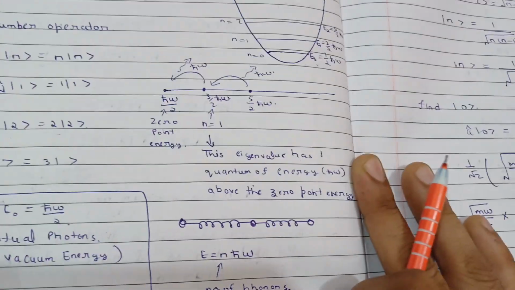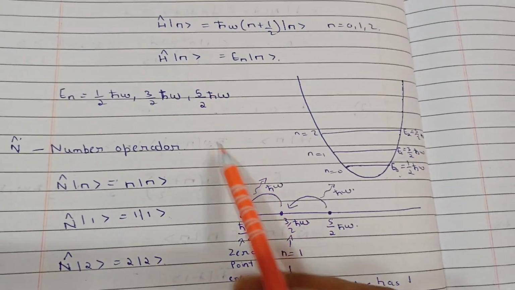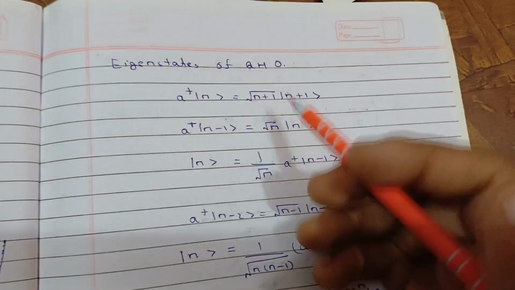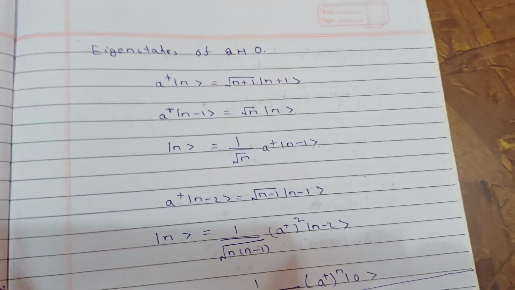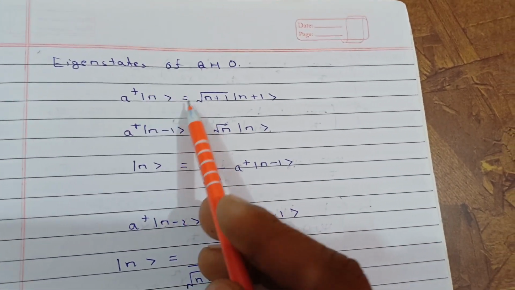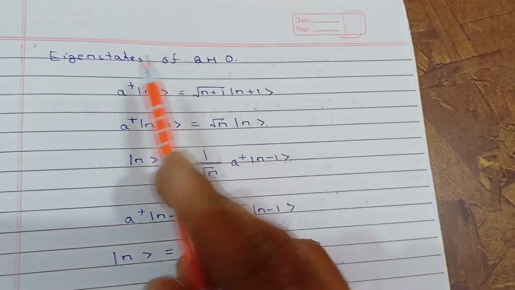So let's now, our target is to find the eigenstates. We already have the eigenvalues, so let's find the eigenstates of the quantum harmonic oscillator. For that, we just operate this raising operator on |n⟩. That will give you |n+1⟩. We already know this expression.